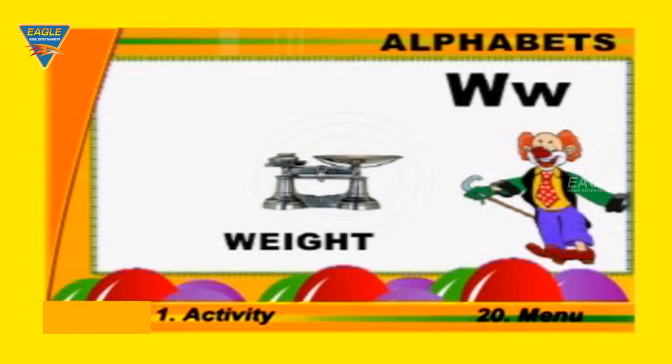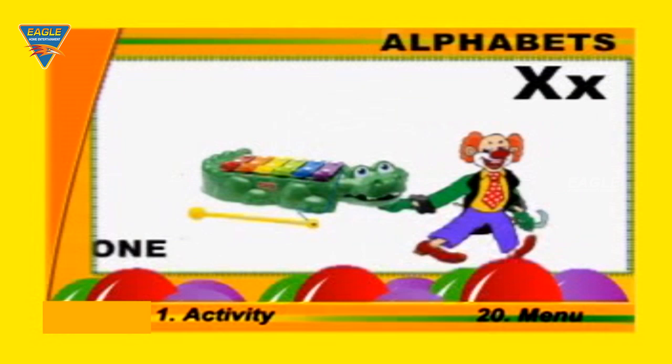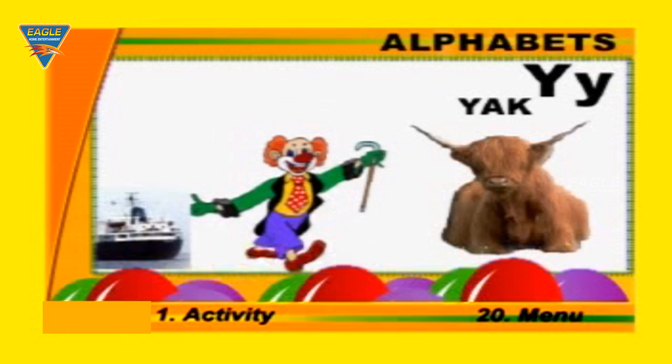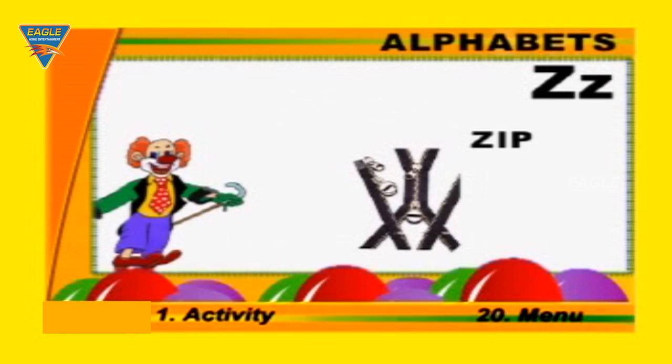X. X for zebek. X for Xmas tree. And X for xylophone. Y. Y for yo-yo. Y for yolk. And Y for yacht. Z. Z for zinnia. Z for zip. And Z for zebra.